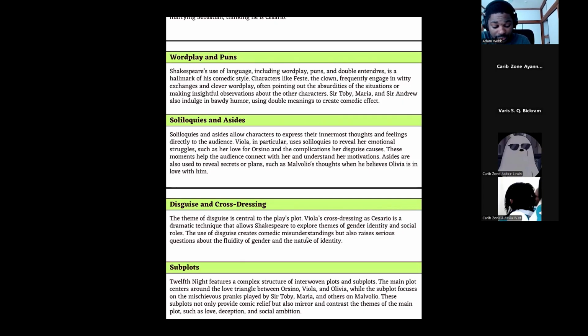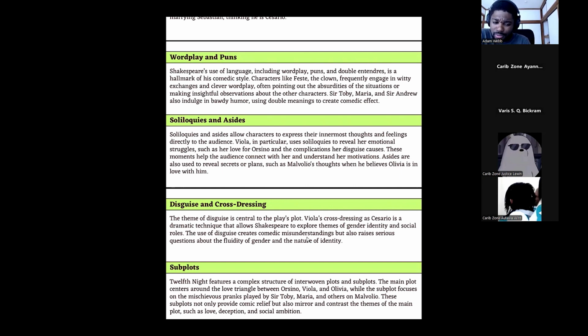Asides are used also to reveal secrets or plans, such as Malvolio's thoughts when he believes Olivia is in love with him. Do we know what soliloquies and asides really are in the first place?